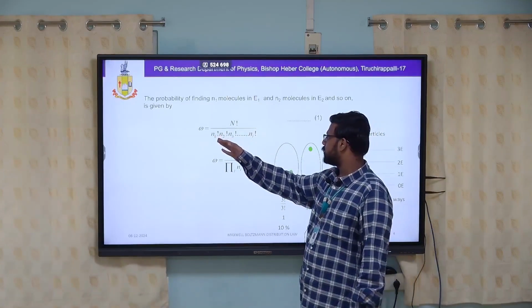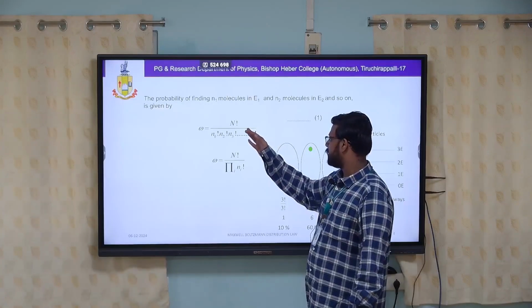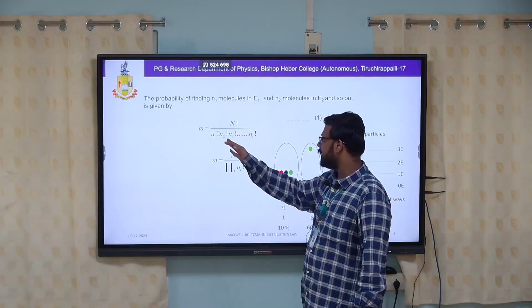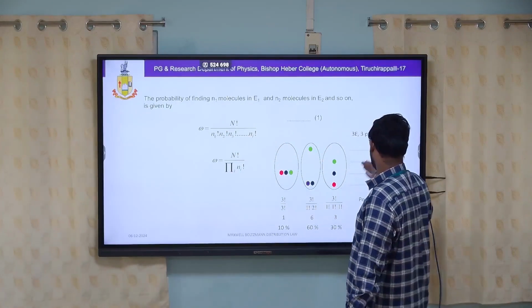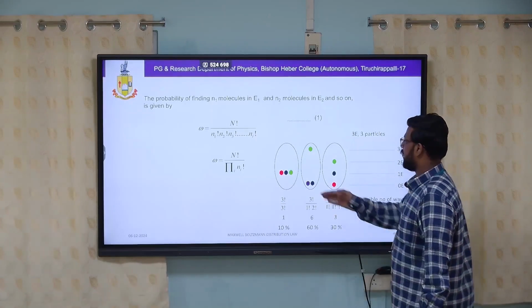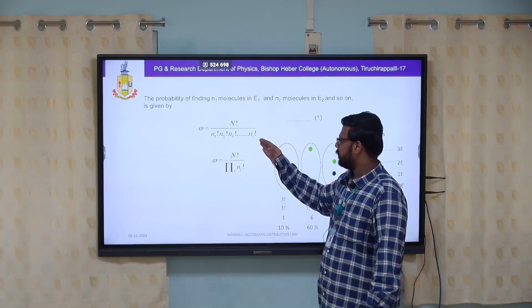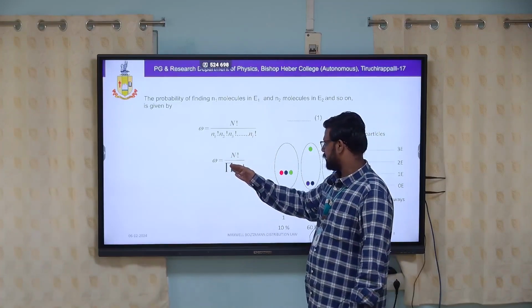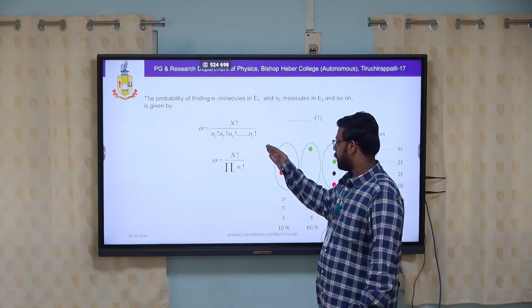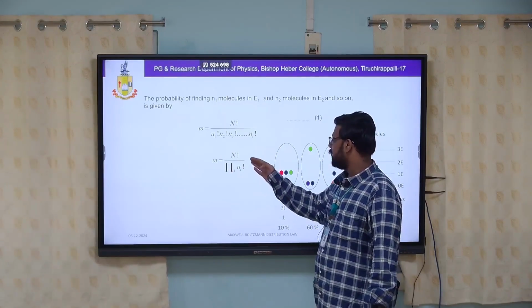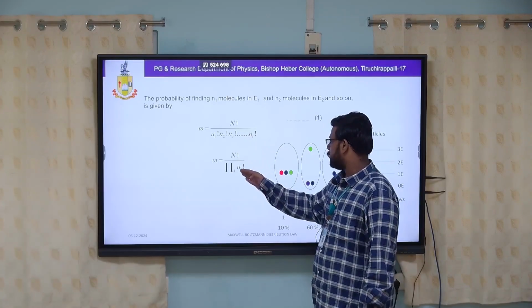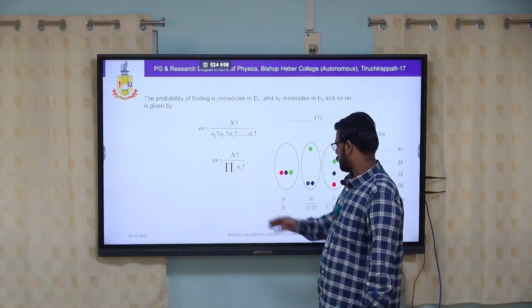So, omega is equal to N factorial, capital N factorial, the total number of particles, divided by the number of particles occupying each energy level. So n1 factorial, n2 factorial, n3 factorial and up to ni factorial, and it can be written as omega is equal to capital N factorial divided by the product, given as pi of i ni factorial.